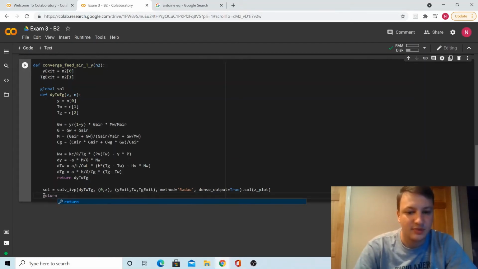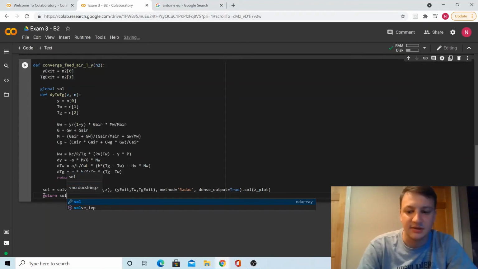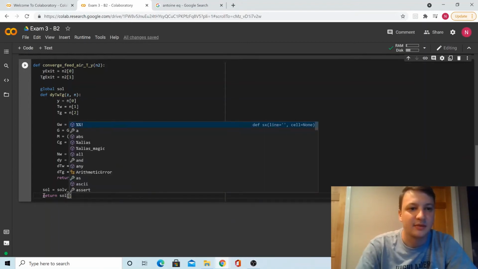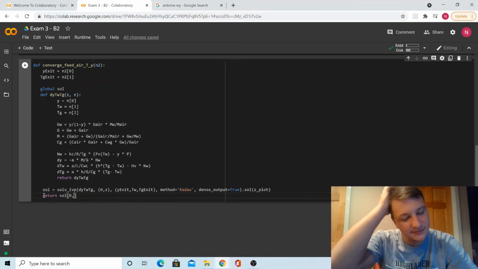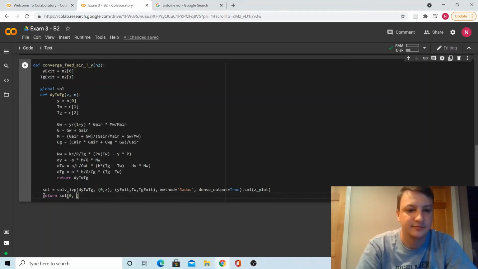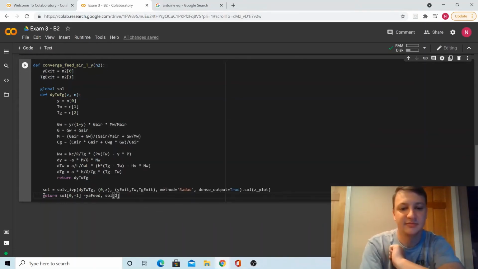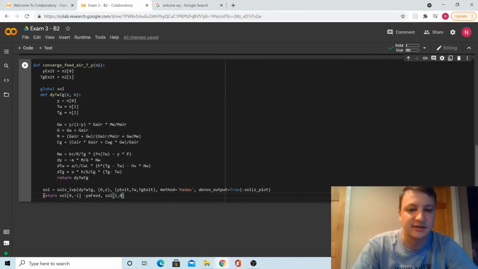Return our solution. We'll want the first output for the y exit 0, and then we'll want the last digit of that, which can be used by -1, and then minus the feed for the mole fraction, and then we'll want the temperature of the gas exit for solution, which will be the third component of that, and we'll also want the last piece of that array minus the original temperature of the air feed.